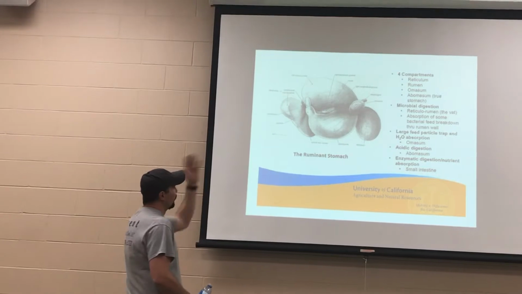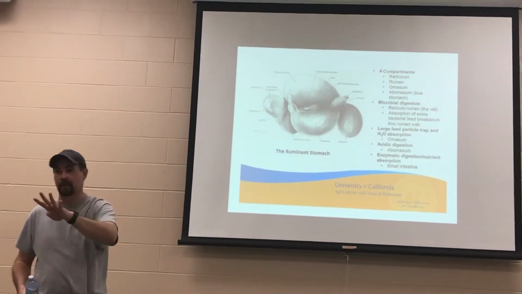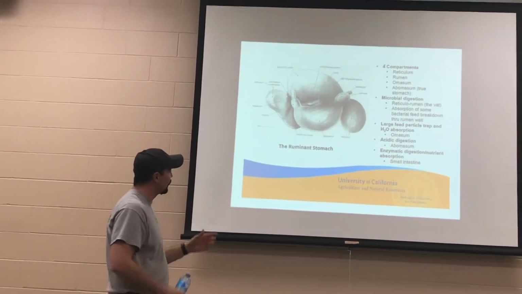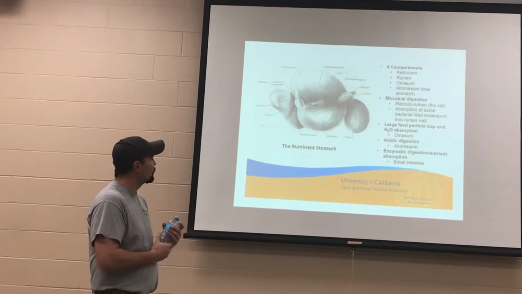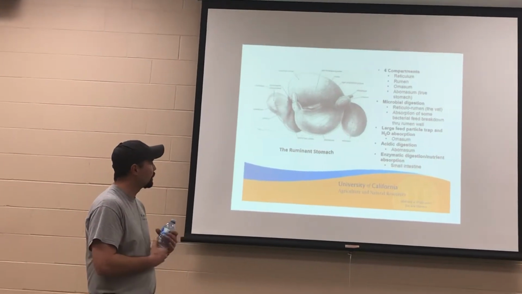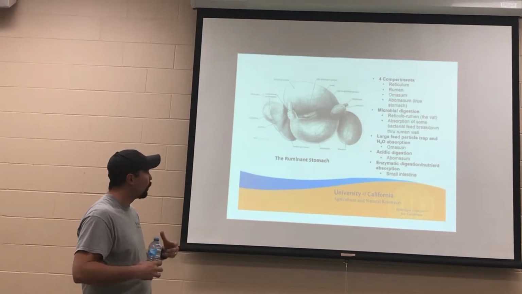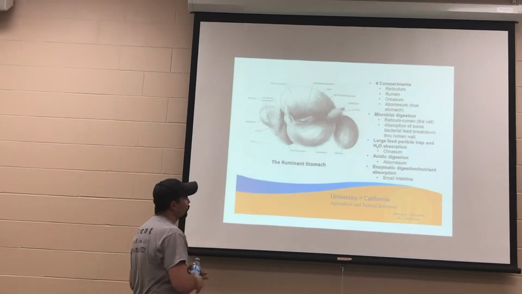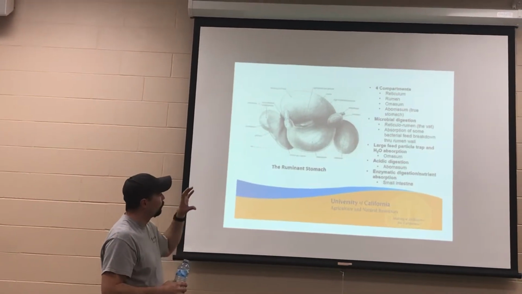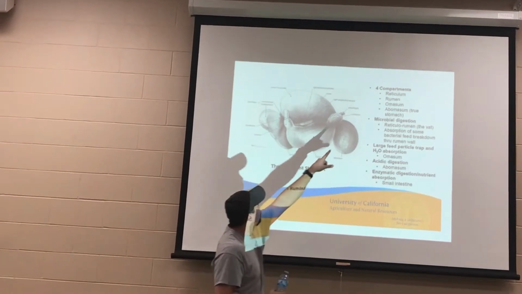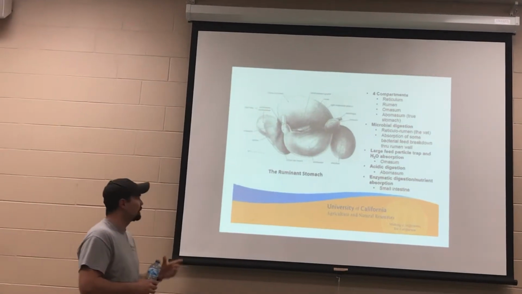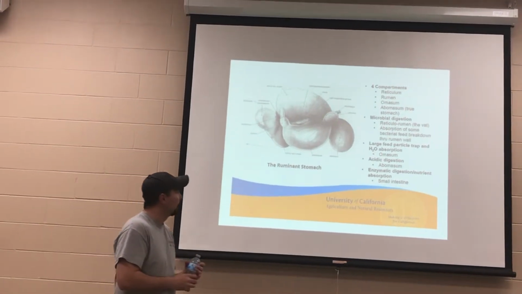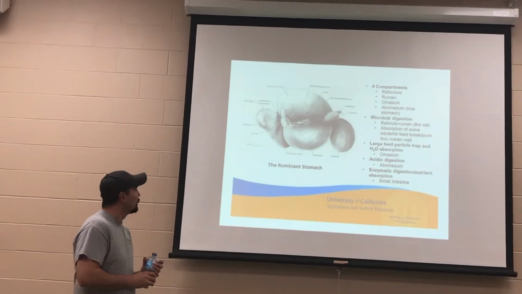So here's a ruminant's stomach. They have 4 stomachs, okay? There's 4 compartments. Feel free to pronounce those however you would like. You have microbial digestion, absorption of some of the bacteria, feed breakdown through the rumen wall, so it'll actually absorb some of it. There's a large particle trap where water absorption happens, right up here. Then acid digestion, where it uses acid to break down feed, is another compartment of the stomach, and enzymatic digestion in the small intestine.